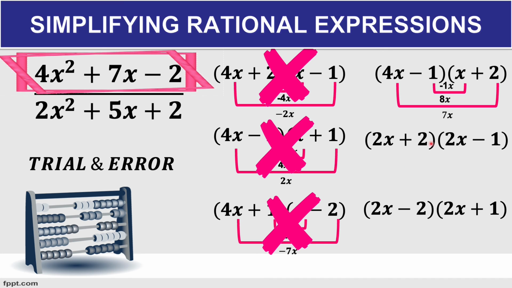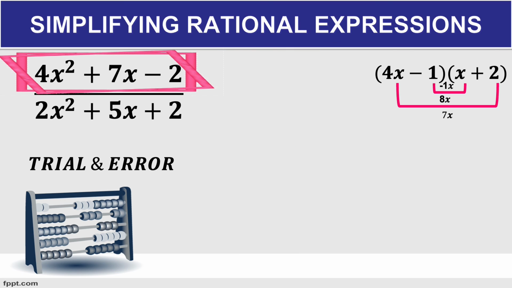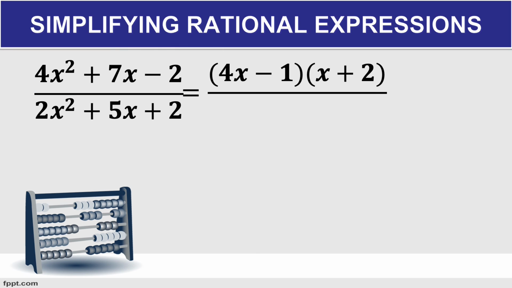Next, negative 1x saka 8x, pag pinag-combine natin sila, positive 7x. Ano ba yung middle term natin? Positive 7x. So, diyan natin nakuha yung ating tamang factors, stop na tayo. Wag na nating sagutan pa yung susunod pa na factors, okay? So, ito ngayon yung gagamitin nating factors sa ating numerator. That is, quantity 4x minus 1 times the quantity x plus 2.